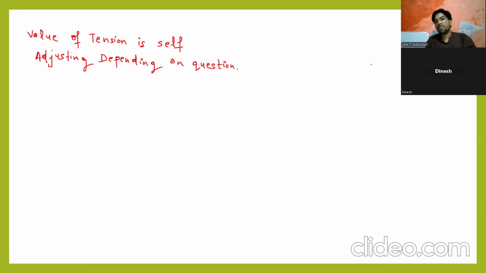Now, tension is a force. Clear? Tension is an electromagnetic force. So tension is a force, so it has some direction also. We will understand how to find the magnitude and how to find the direction. Clear? Okay.